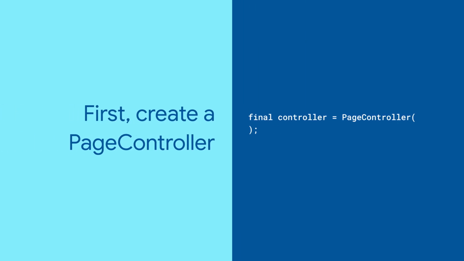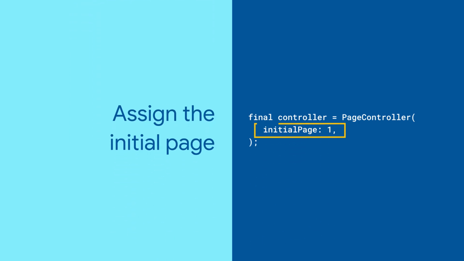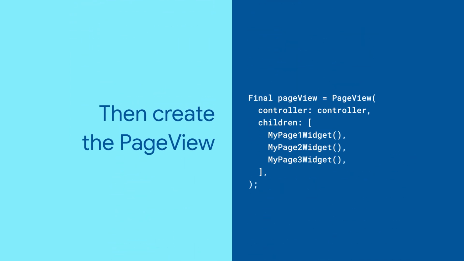The first thing you need is a PageController, which manages swipe detection and provides the animation. Use the initial page property to set which page it starts on. Then, create your pages using the PageView widget and give it the controller and the pages to show.